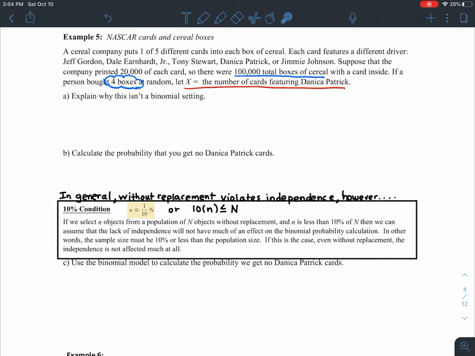Okay, so it certainly feels like it's binary. The success would be getting a Danica Patrick card, and a failure would be not getting a Danica Patrick card. But when we get to the I, that's where we run into trouble with the independence feature, because when you buy that first box, you're not going to replace that box, like return it, when you go buy your second box. So the independence condition is being violated.